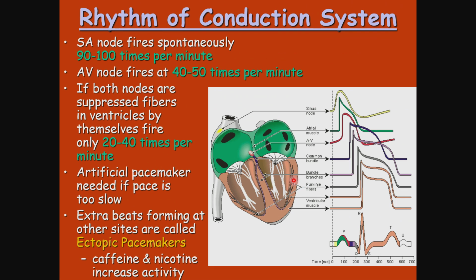Now, if the pace is too slow, then you're going to need an artificial pacemaker implanted into your body so that it can keep the rhythm to start the whole excitation process. Now, there's something called ectopic pacemakers, and that's if an extra beat forms at some other site at a random time. Having too much caffeine or nicotine can make that happen.